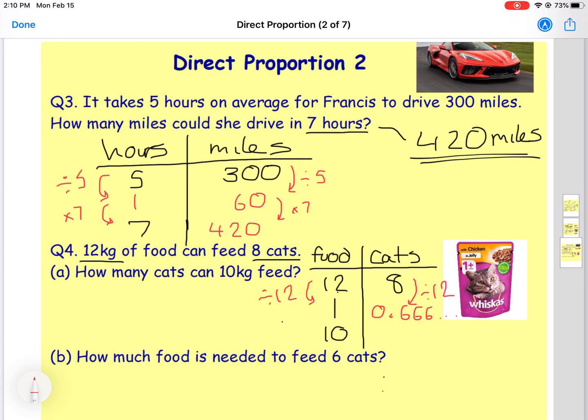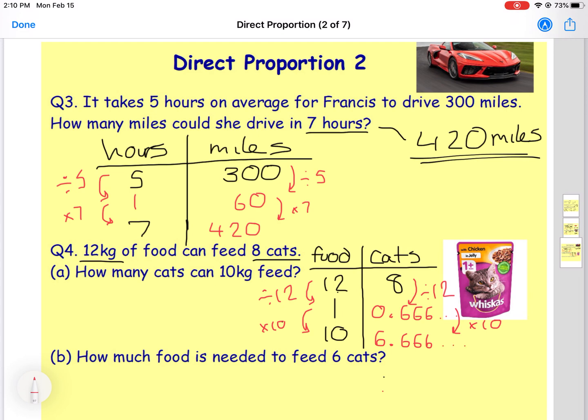But our next calculation, we've got to multiply that by 10, because we've got to go from 1 up to 10. So do the same on the right hand side. Now 0.666666 and so on times 10 gives us 6.6666 and so on.